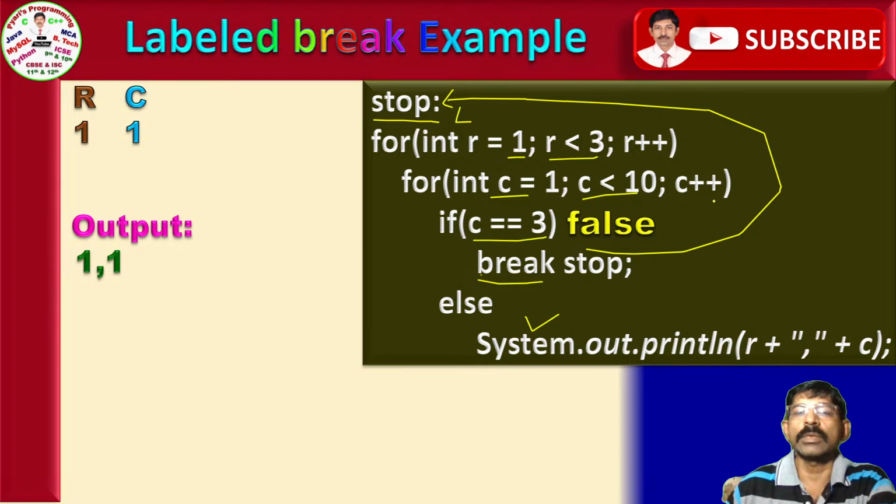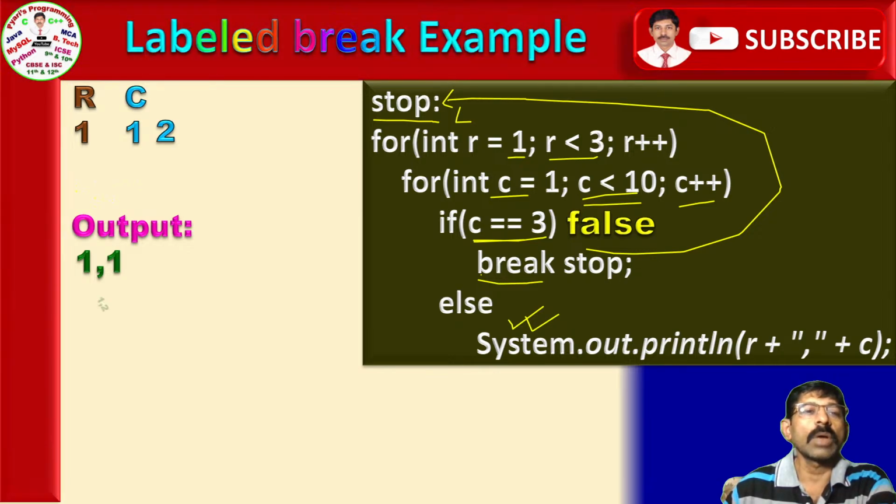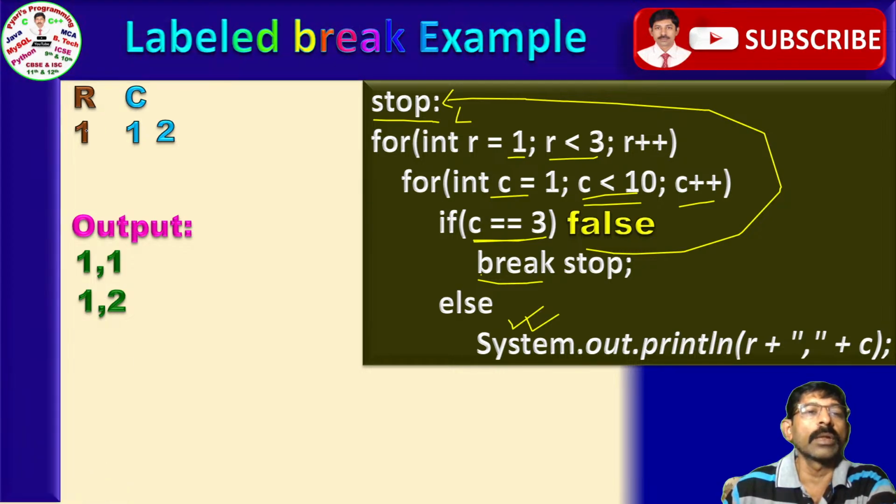Next C++. C will become 2. 2 less than 10, condition true. 2 equals to 3, false. That's why it will execute display. You will get 1 2 because R is 1, C is 2. Just look at this dry run to get the output.